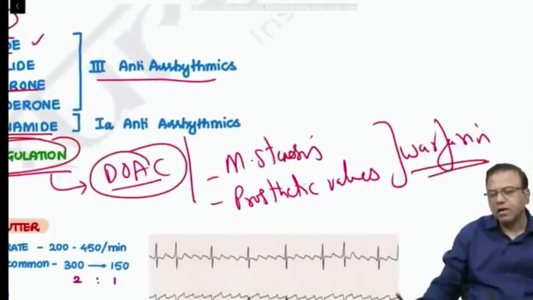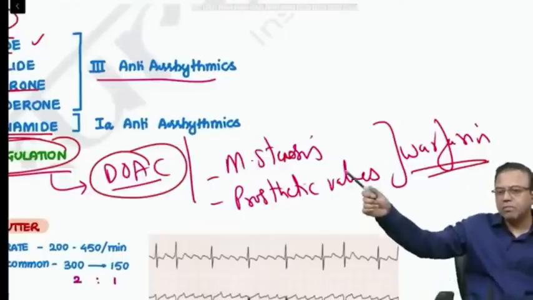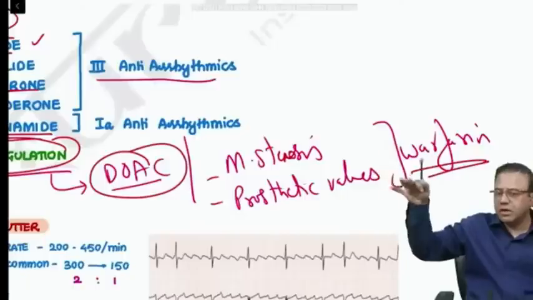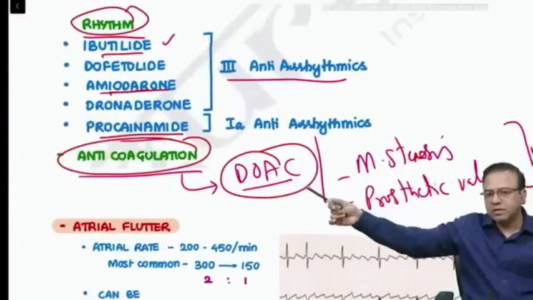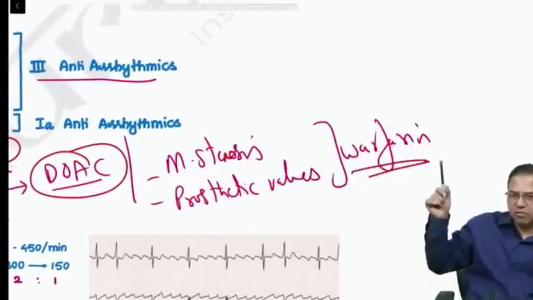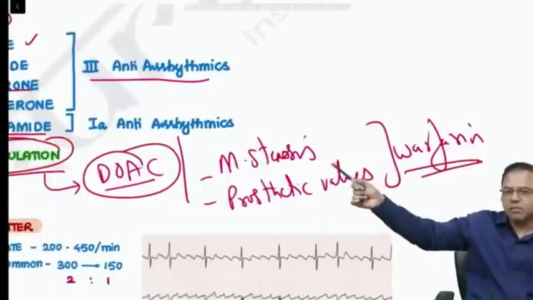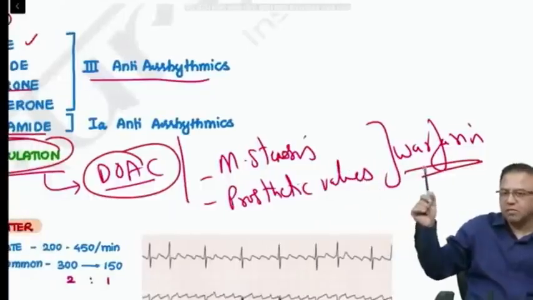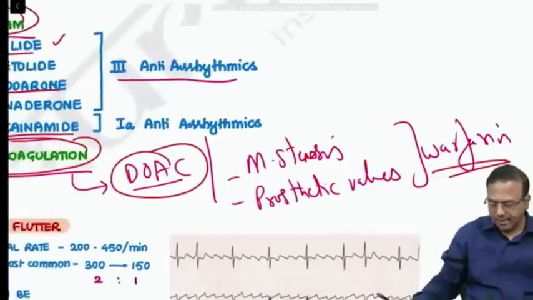warfarin. INI-CET asked this question: in a patient with MS with atrial fibrillation, which anticoagulation will you use? Apixaban, rivaroxaban, dabigatran or warfarin? The answer is warfarin. So MS with AFib, prosthetic valve with AFib, use warfarin, not DOAC.